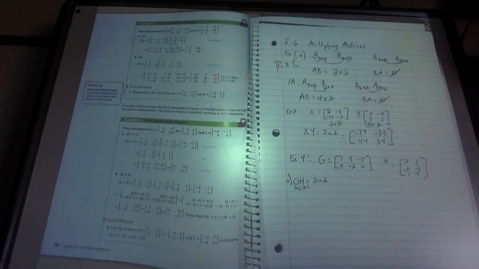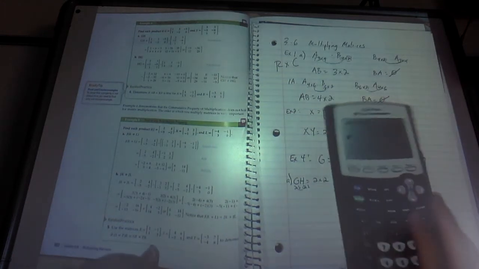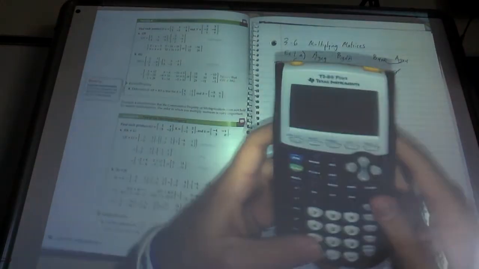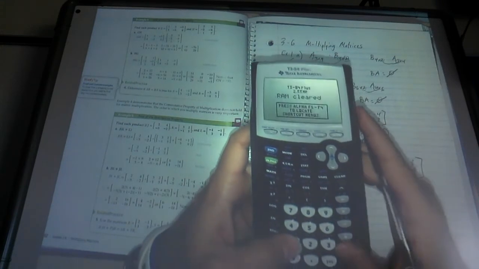I want you to have a good feel for that. If you can't see this down here, that's a 2 by 3 and a 3 by 2, and my 3's match. All right? So let's go input those. Now, if you just want to clear out the old ones from our last problem, the quickest way is probably second plus 7, 1, 2. Clears all your RAM. Or you can just go in and clear them out individually in the matrix menu.